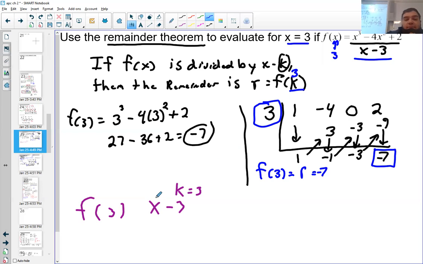So the x in f of x, what's the x value? It should be the same as your k value. So it should be the same number, which means your result should also be the same number.